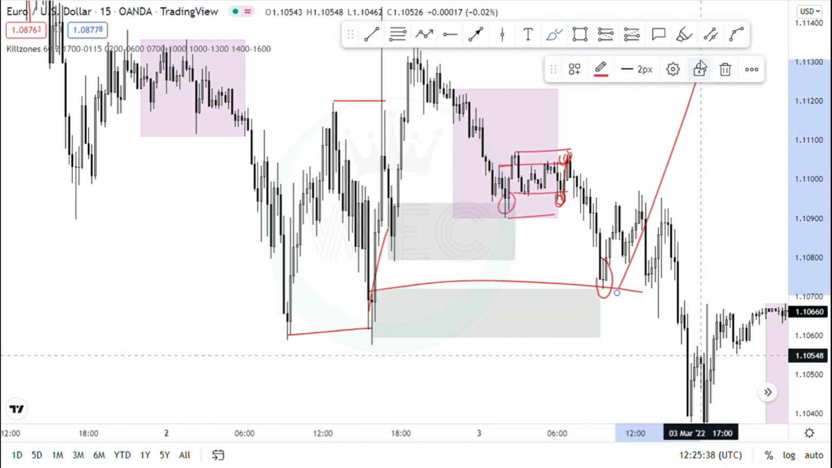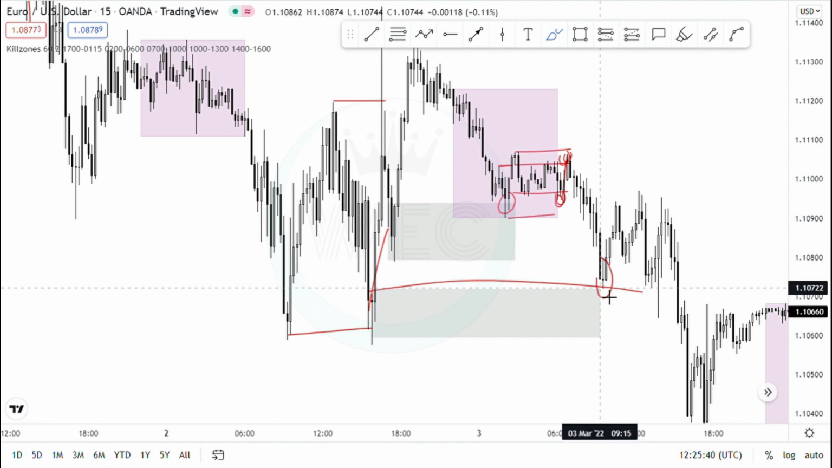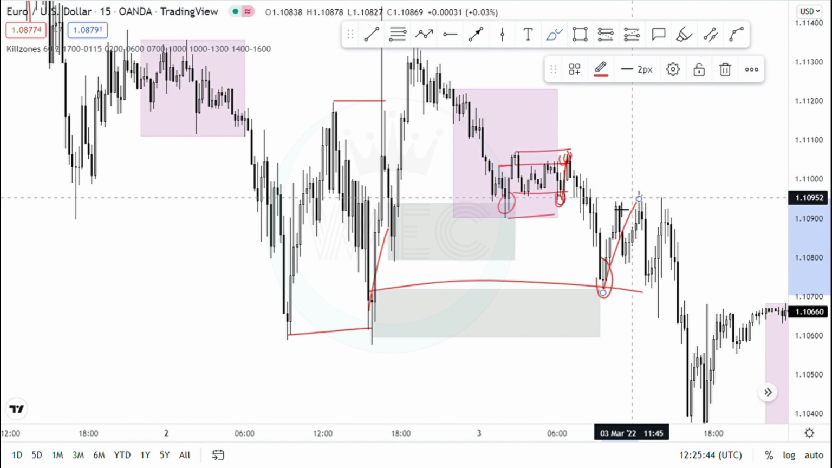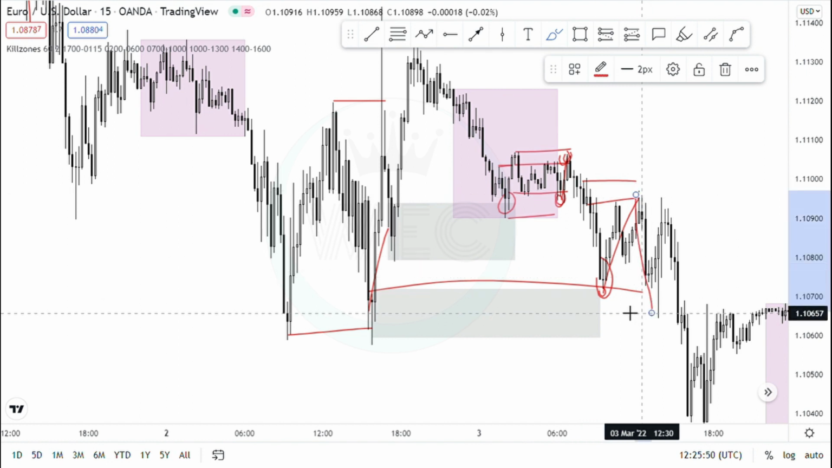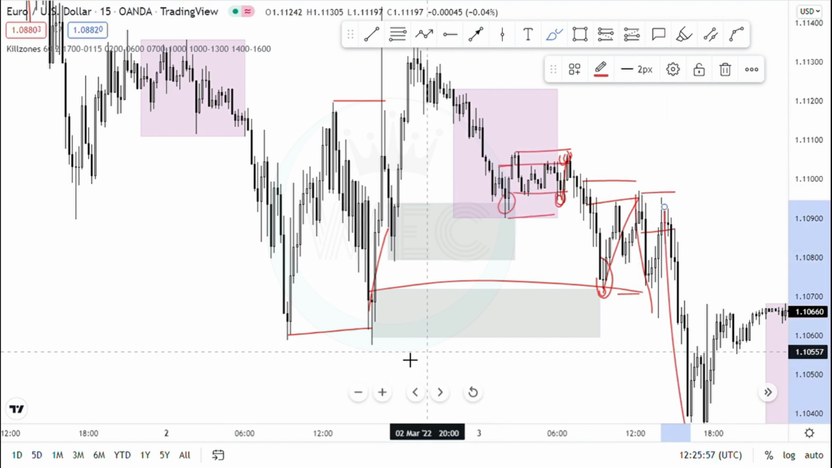But you can see that we didn't get that confirmation. When price got into this level, the bears were still holding, so we had no reason to do what? To buy. Then we had another follow through break of structure over here, and price continued to what? To sell, and then we had that break of structure.